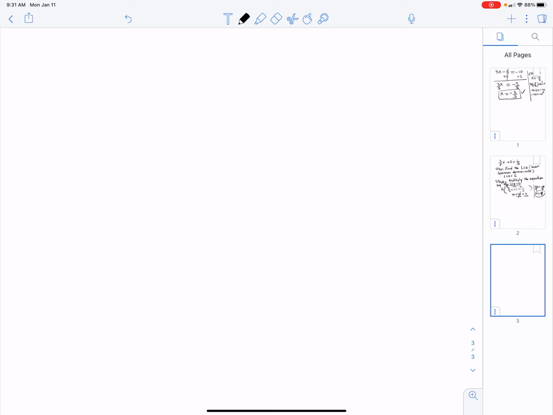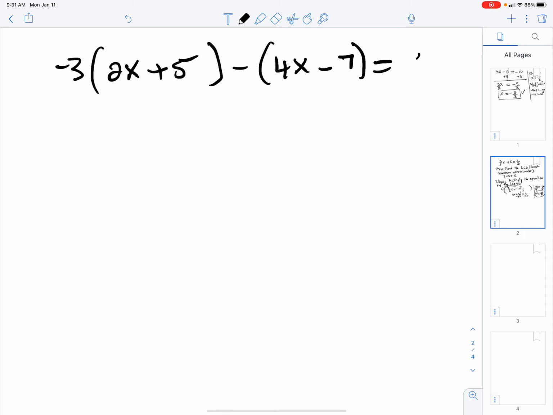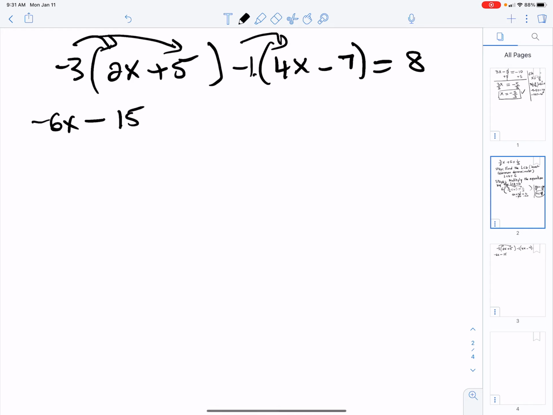Let's say I have the equation negative 3 times (2x plus 5) minus (4x minus 7) equals 8, right? So my first step is to remove the parentheses. So I'm going to remove the first one by distributing negative 3. So negative 3 times 2x is negative 6x. Negative 3 times 5 is negative 15. And I have a negative 1 here. So negative 1 times 4x is negative 4x. Negative 1 times negative 7 is positive 7, equals 8.